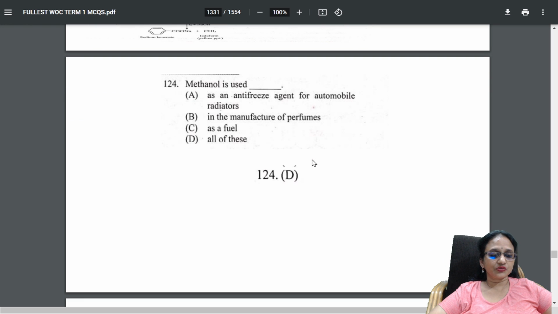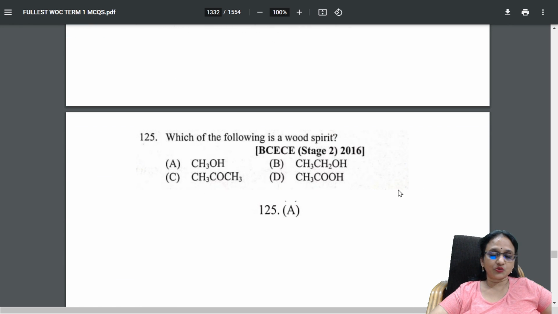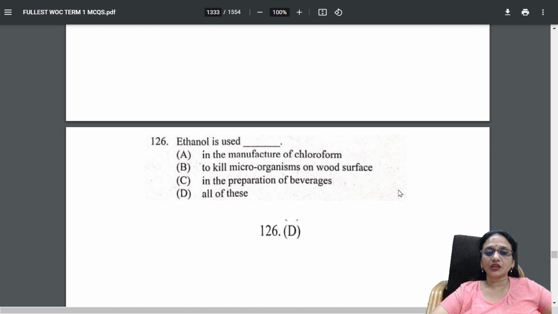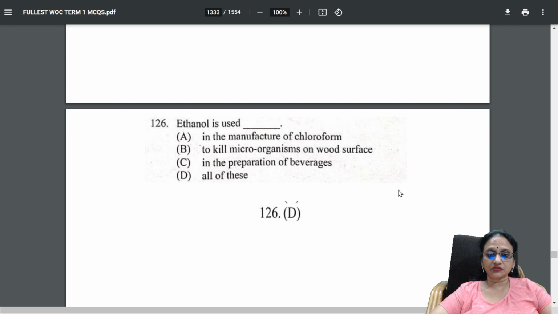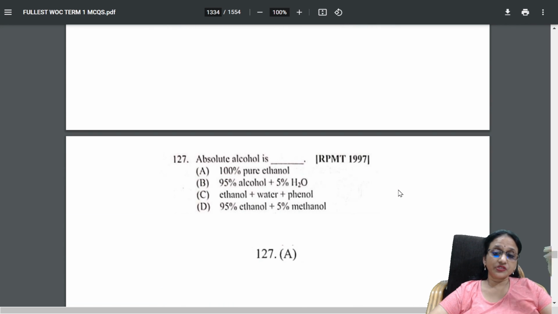All right. So this is your reagent methanol and where it is used. Applications. Wood spirit, what is it? Further, where is ethanol used? So applications are important, students. Applications.